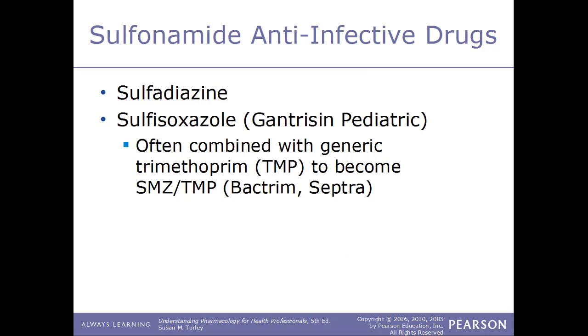Some examples of sulfa drugs would include sulfadiazine, or sulfisoxazole, which is known by its trade name of Gantrisin Pediatric. And this drug is often combined with the generic drug trimethoprim to become the drug SMZ/TMP. And that combination is also known by its trade names of Bactrim and Septra.